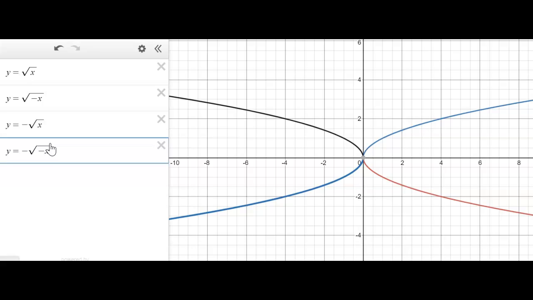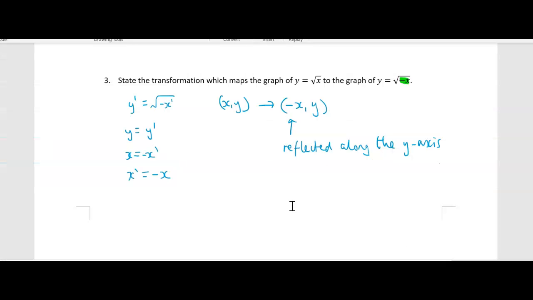There it is. Okay, so basically you're getting this negative 4, all right? And when you take the square root of negative negative 4, you get positive 2, but then that negative out the front makes it a negative 2. All right, let's move on.